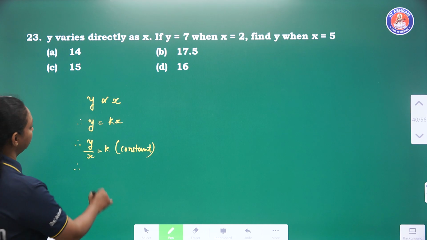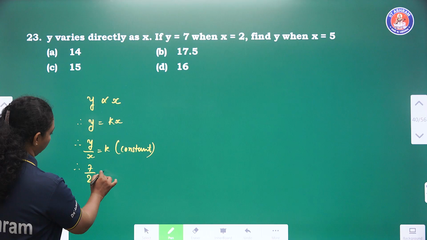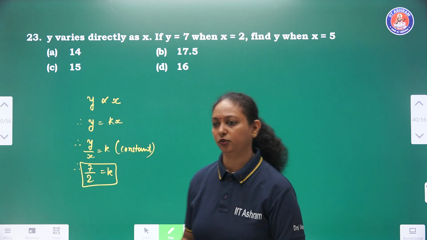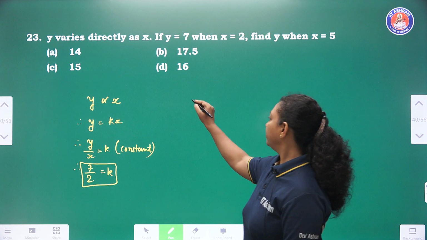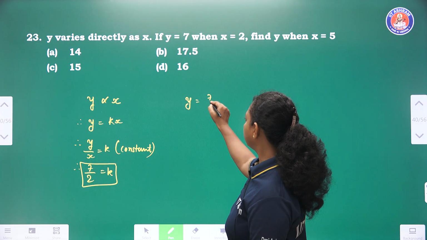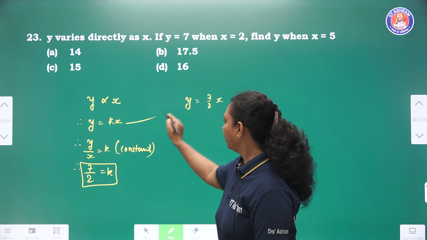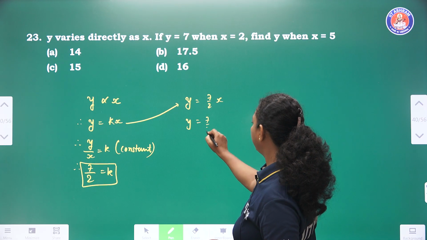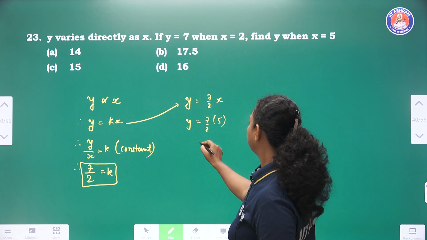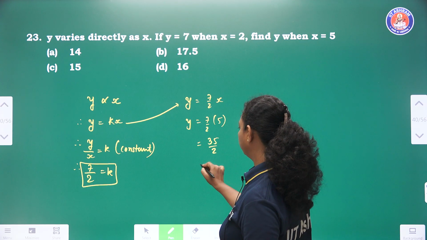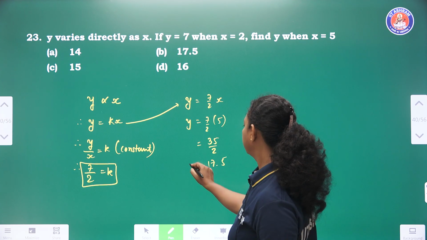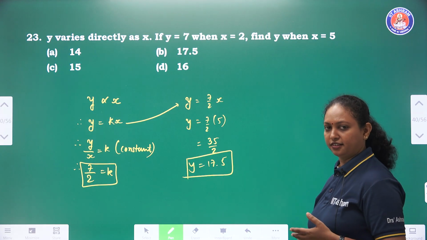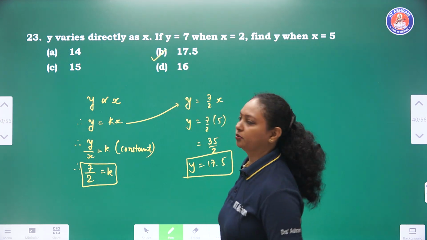What is the value of Y? 7. At that time X is 2. So K is equal to 7 by 2. Now we have to find the value of Y when X is equal to 5. So we know that Y is equal to 7 by 2 of X. Kx था, but K का वैल्यू क्या है? 7 by 2. We have to find Y is equal to 7 by 2 and X is 5. 7 5s are 35 by 2. So what is the value of Y we get? 17.5. Is it given in our option? Yes. B. So B is the correct one.